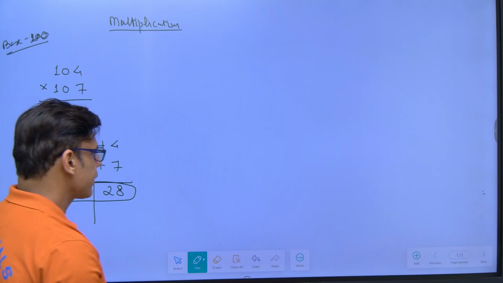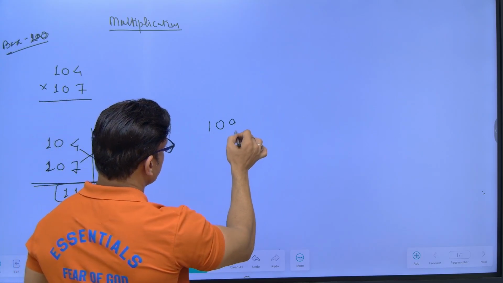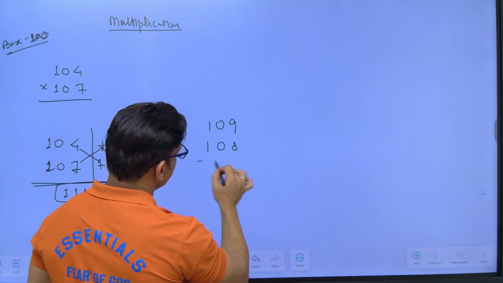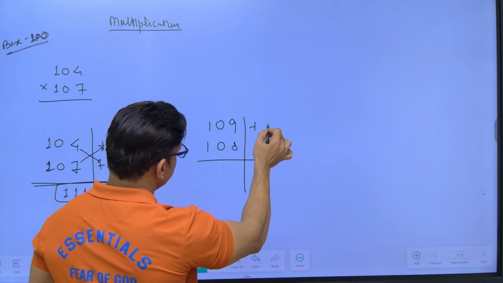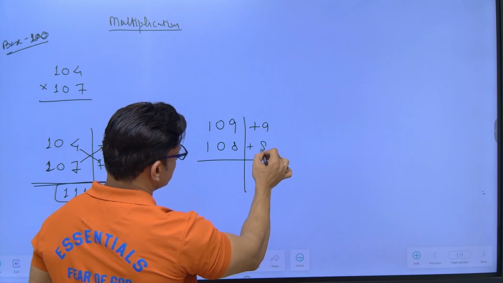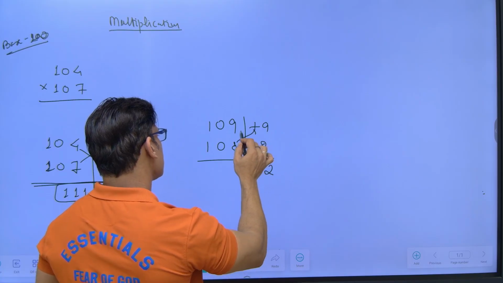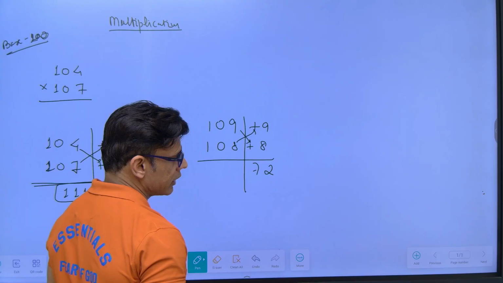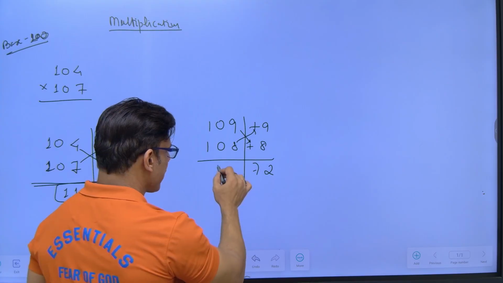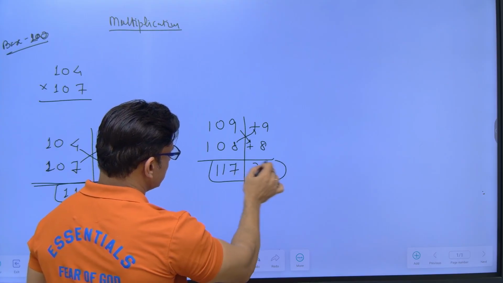Okay. And take how much is more than 100? Plus 9, plus 8. 9 eights are 72, and cross addition of this or this. So 108 plus 9 is 117. That's your answer.